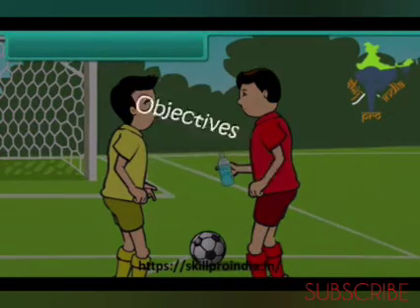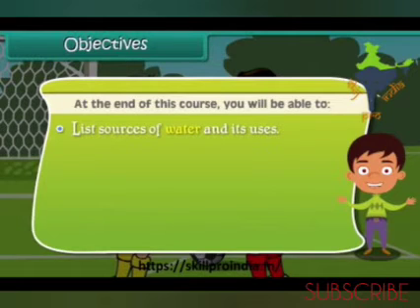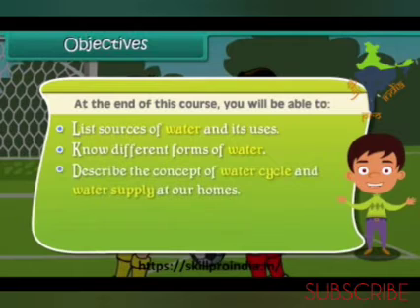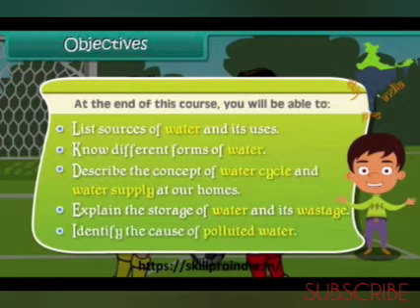Objectives. At the end of this course, you'll be able to list sources of water and its uses, know different forms of water, describe the concept of water cycle and water supply at our homes. Explain the storage of water and its wastage. Identify the causes of water pollution.